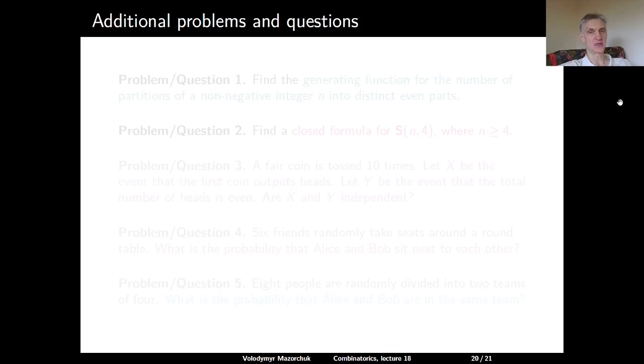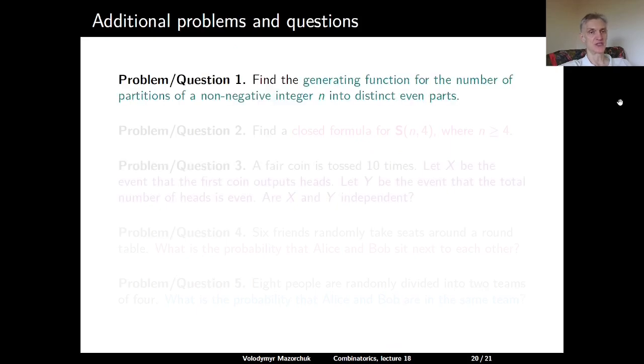Some additional problems and questions at the end. Problem question 1. Find the generating function for the number of partitions of a non-negative integer n into distinct even parts. Problem question 2. Find a closed formula for S(n, 4) where n is greater than or equal to 4.